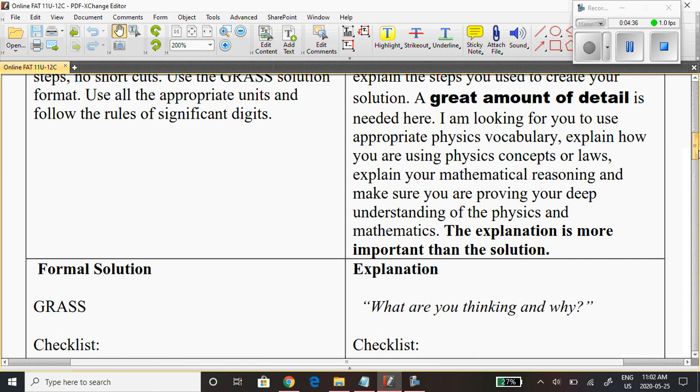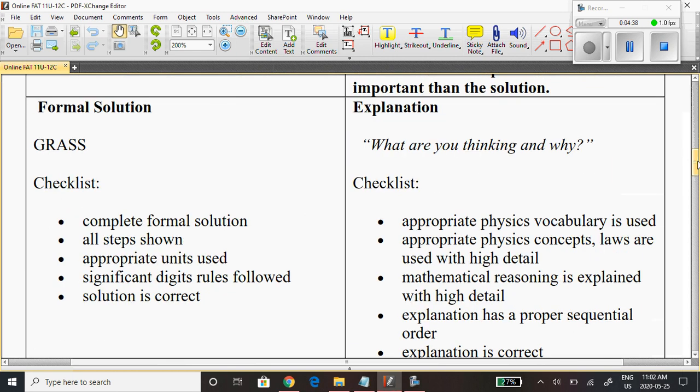So let's go over that in short form. You're going to put the title in, formal solution, GRASS. You're going to put the title over here, explanation. What are you thinking and why? Here's the checklist. Is it a formal solution? And it's complete. You'll be getting marked. I'll be checking for that. Are all the steps shown?